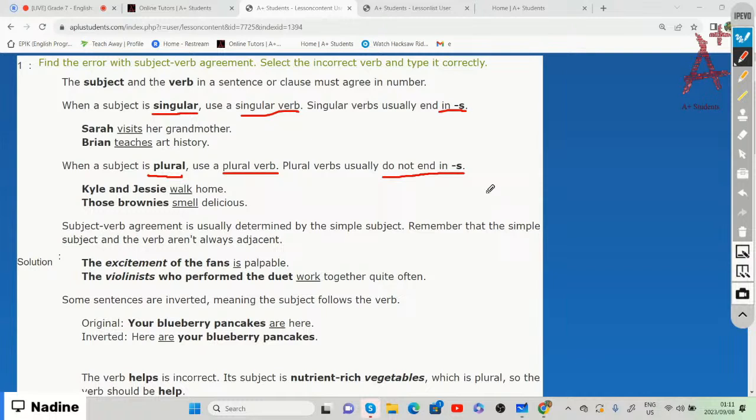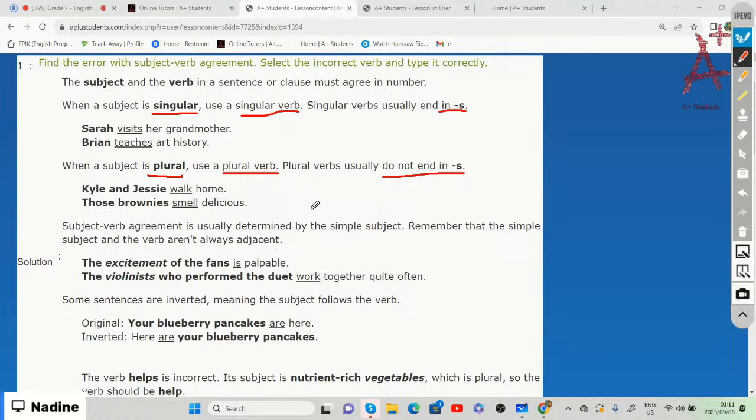An example of this is Kyle and Jesse walk home. So Kyle and Jesse walk home, meaning that more than one person is walking together, right? So we don't say Kyle and Jesse walks home. Our plural verb usually does not end in an S, right? It is without the S. So Kyle and Jesse walk home.